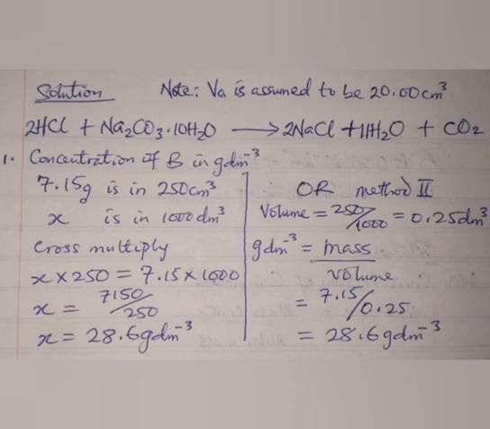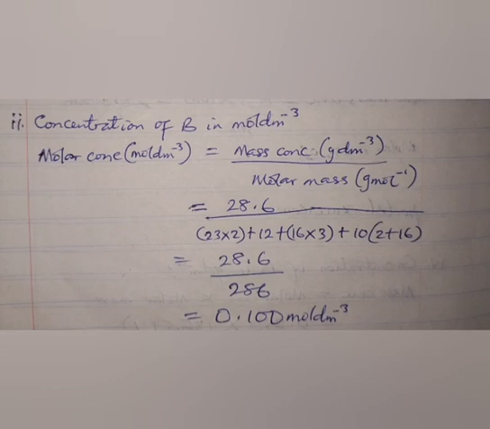Use your own too. So I'm asked to calculate the concentration of B in gram per dm cube. If you go back to the question, you'll discover that you are given 7.15 grams of B in 250 cm cube. What you need is to change it to 1000, because your mass concentration must be in grams per dm cube. This is how you do the conversion. There are two methods that you are seeing there. You can use any of those two methods, and you will get your answer.